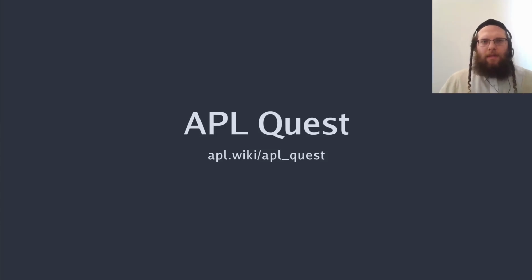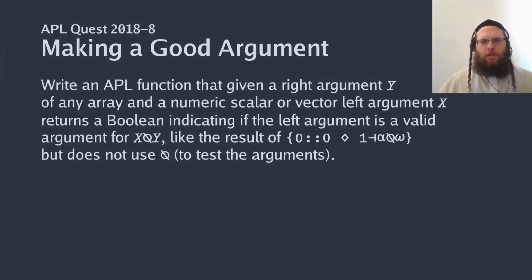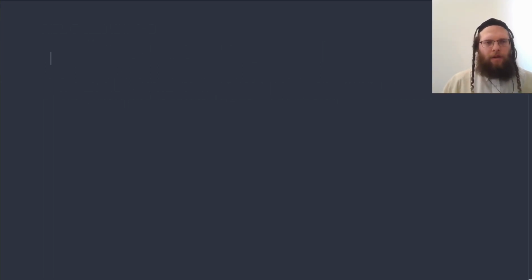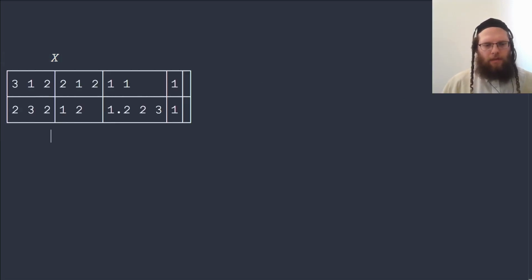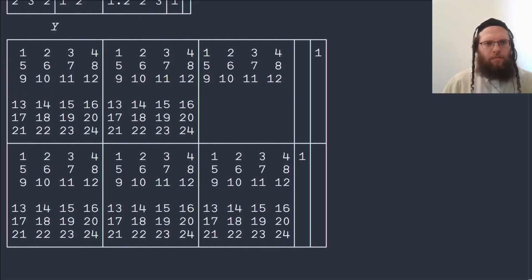Hi, this quest is to take arguments that would be arguments to the dyadic transpose function and see if the left argument is valid given the right argument. I have prepared some test left arguments and some test right arguments. We can use the example function that is outlawed to try these out.